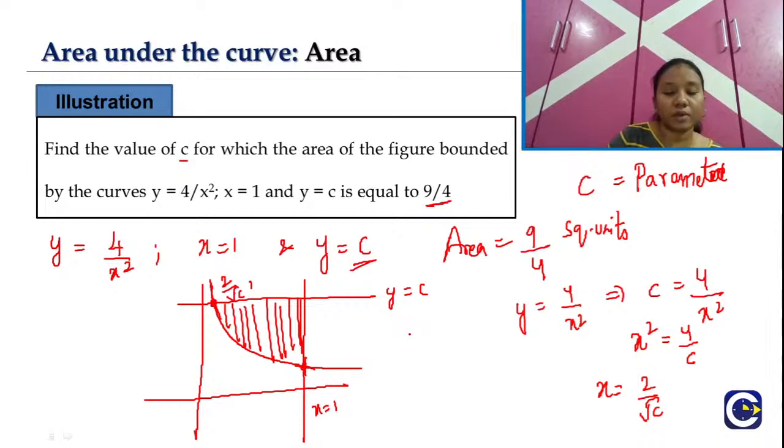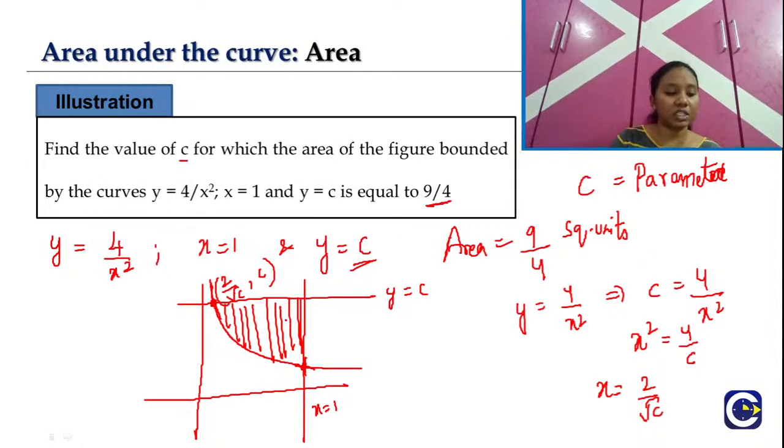If x is 2 by root c, what will be the y? x square will be 4 by c, so 4 by c, 4 by 4 by c, y will be c. So this point of intersection of the curve and the line y equal to c is given to be 2 by root c comma c. And this is our line y equal to c, and this is x equal to 1. So this is the area which we have to find.